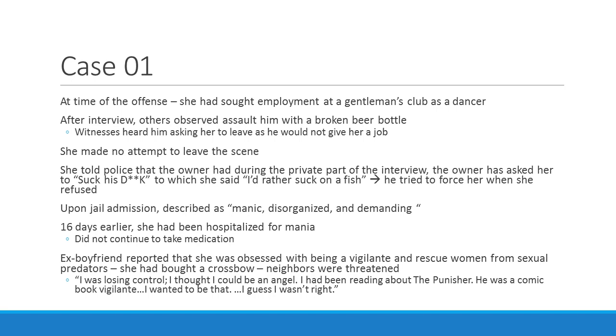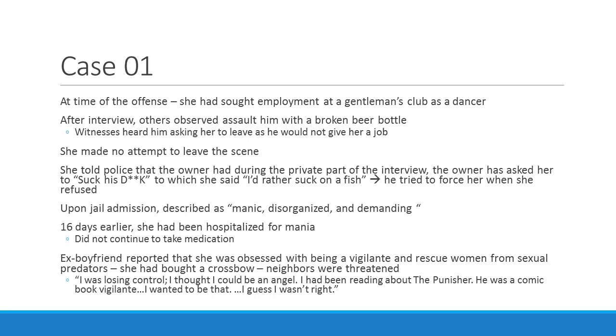She told the police that the owner had, during the private part of the interview in his office, asked her to suck his something, to which she said, "I'd rather suck on a fish." She said this to the police. And that he tried to force her to go down on him, and when she refused to do this, it very much upset her, and this led to the assault. Upon jail admission, she was described as quite manic, disorganized, and demanding. These are quotes from the booking records.